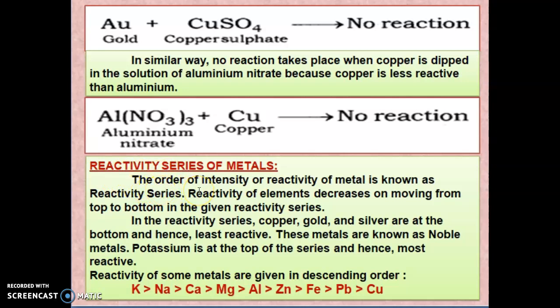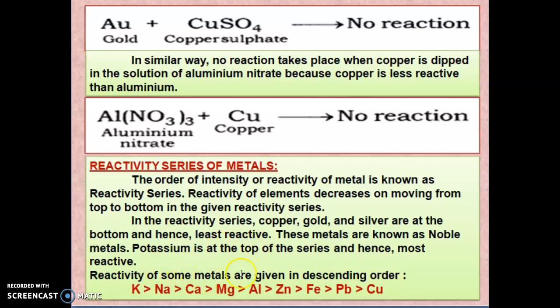So the reactivity of the elements decreases on moving from top to bottom in the given reactivity series. In the reactivity series, copper, gold, silver are at the bottom and hence they are least reactive. These metals are known as noble metals. Potassium is at the top of the series and hence it is most reactive.